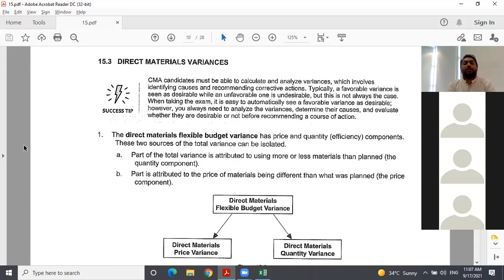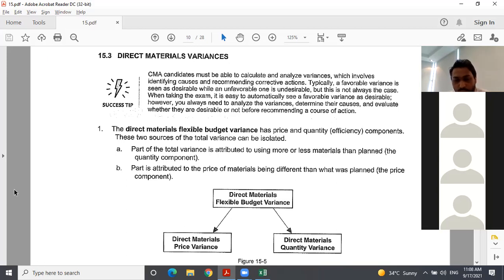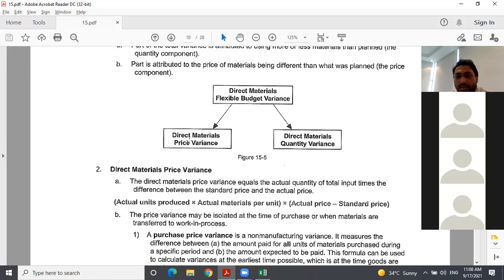Next comes the direct material variance. Direct material flexible budget variance has price and quantity efficiency components. These two sources of the total variance can be isolated. Part of the total variance is attributed to using more or less materials than planned. Part is attributable to the price of material being different than what was planned. That's a price component. So here, that material flexible budget variance, we can divide into direct material price variance and direct material quantity variance.